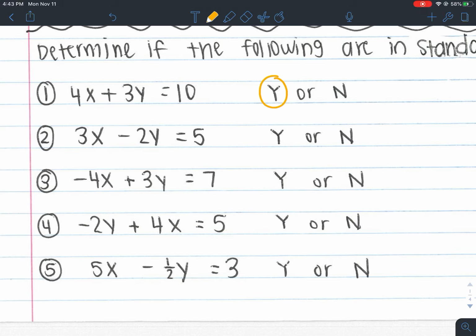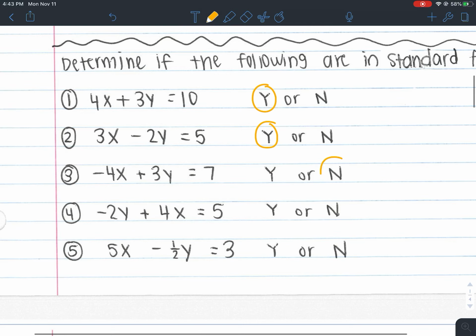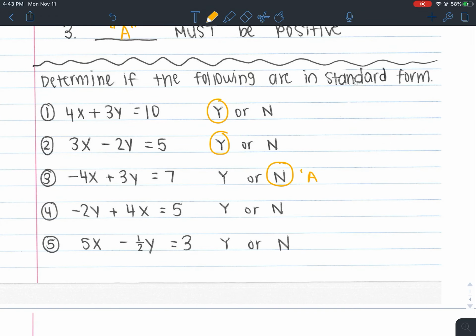A is positive 4 here, so all 3 requirements check out, so that means yes, this is in standard form. Number 2, is this in standard form? 3x minus 2y equals 5. X and y are on the same side. A is positive, it's positive 3, and there's no fraction, so this is also yes. Number 3, negative 4x plus 3y equals 7. Is this in standard? X and y are on the same side. There are no fractions. However, your a is negative 4. So this is going to be no, because a is negative.